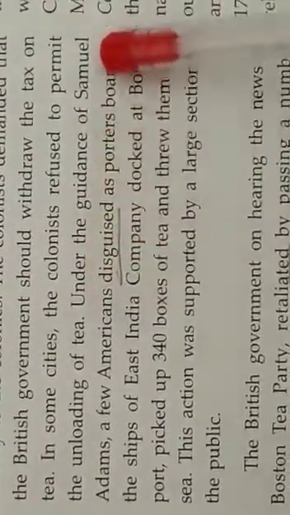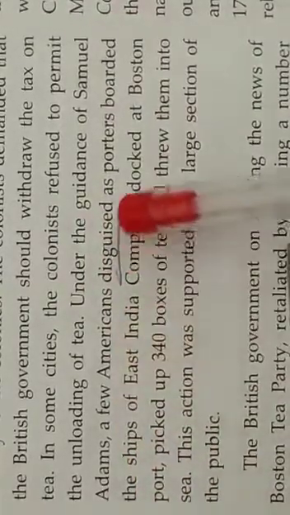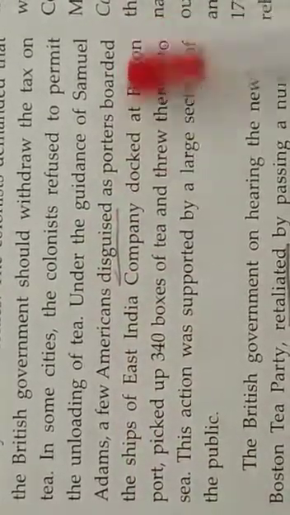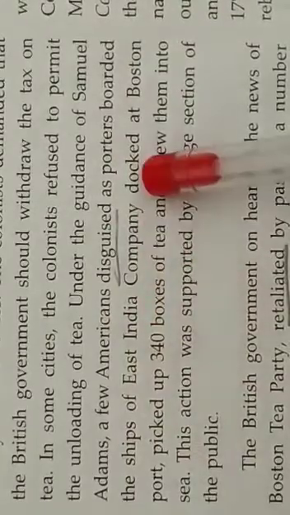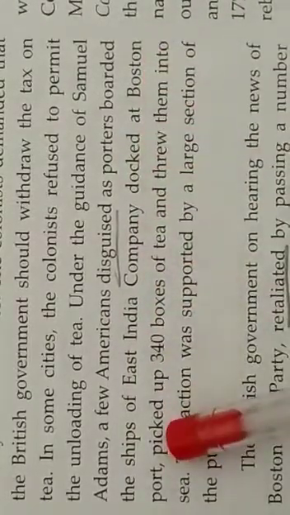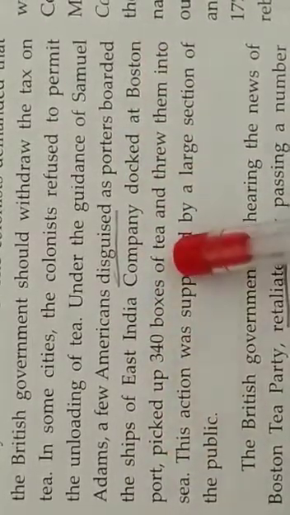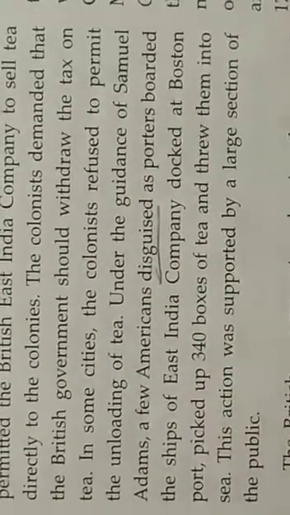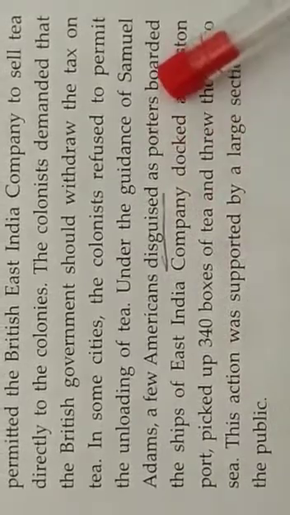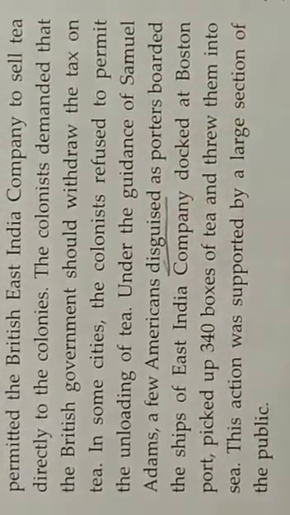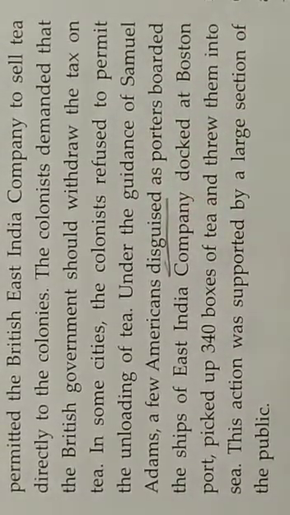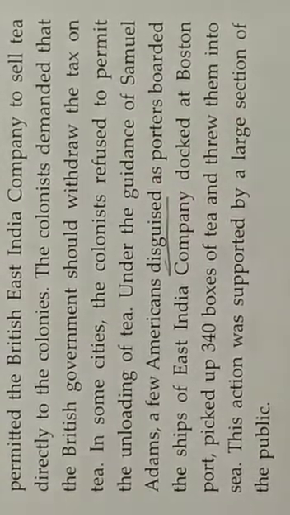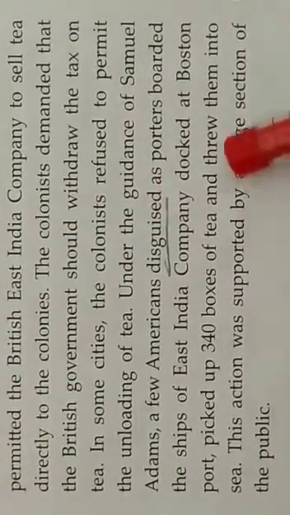Under the guidance of Samuel Adams, a few Americans disguised as porters boarded the ships of the East India Company, docked at Boston port, picked up 340 boxes of tea and threw them into the sea. Disguise means to pretend. So they pretended to be porters and got on the ships of the East India Company.